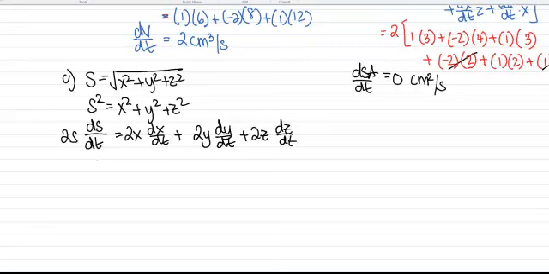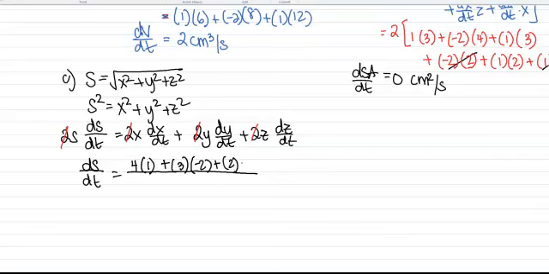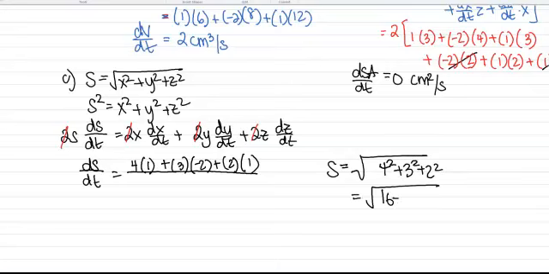So plugging in everything we know and also canceling out all these 2's, which we don't need, leaves us with ds/dt equals, so I have x, which is 4, times 1, plus y, which is 3, times dy/dt, which is negative 2, plus z, which is 2, times dz/dt, which is 1, all over s. Oh, and I didn't figure out what s is. S is equal to the square root of 4 squared plus 3 squared plus 2 squared. So 16 plus 9 plus 4, so square root of 29.